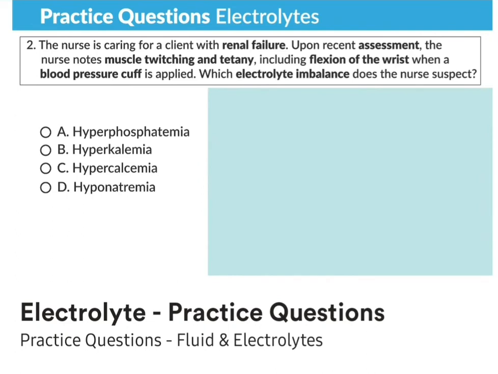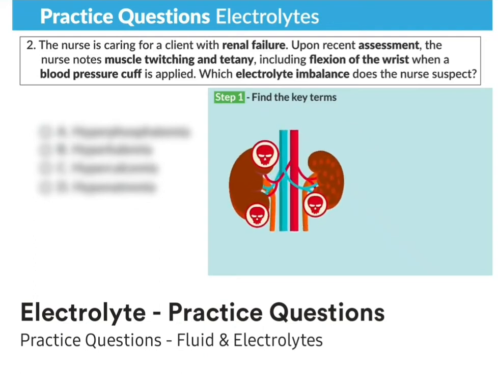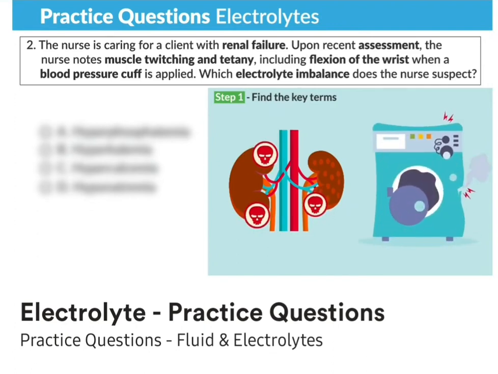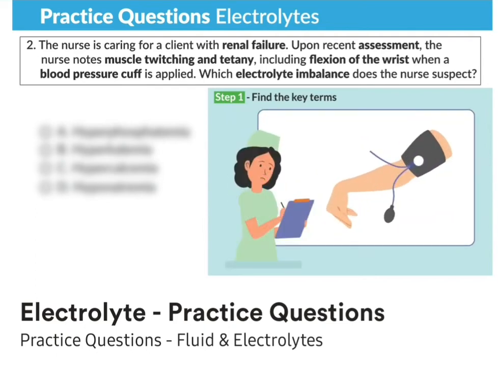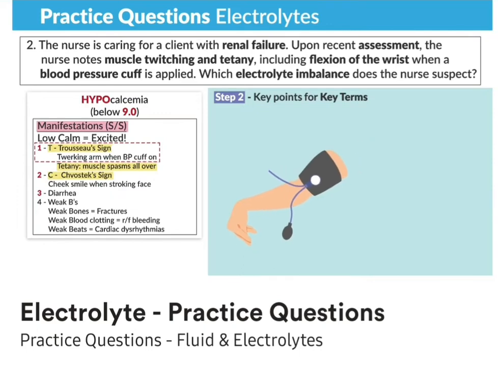Okay, so let's break this question down. You should always look at the key terms first. So this client has a key term, renal failure, basically kidney failure. And you know that the kidneys are the washing machines of the body, helping to wash out and filter waste from the body and into the potty. So we know that the client has broken washer machines and can't wash the blood. So the assessment findings is twitching and tetany with a key term, flexion of the wrist with a blood pressure cuff on. This is Trousseau's sign, the arm twerk with the blood pressure cuff on. Now, this is a big manifestation that you should know for low calcium, that hypocalcemia.